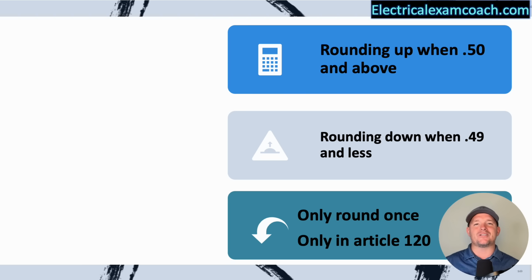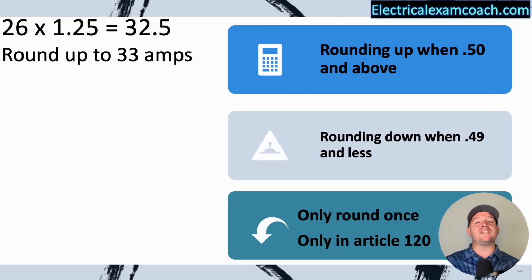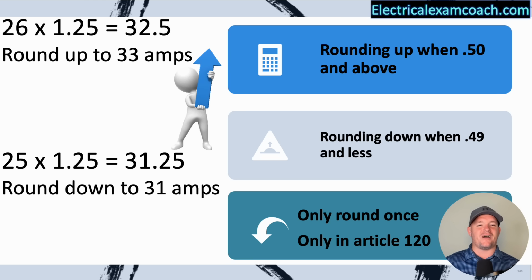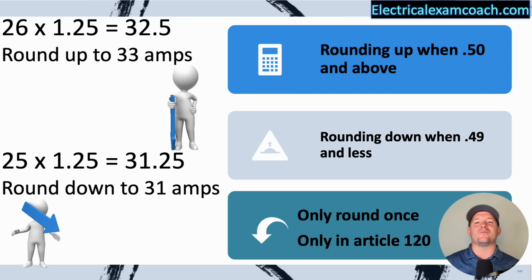Let me show you how it works. Let's imagine we have a 26 amp load, and let's say this load has to be multiplied by 1.25. You'll understand why some loads have to do that later on in the program. And let's imagine we end up with 32.5 amps. Well, our calculation's all done, so now we round. And in this case, we would round up. And let's imagine that we had a 25 amp load, and it also needed to be multiplied by 1.25. We would take it, get our total, and then, in this case, we would round down.